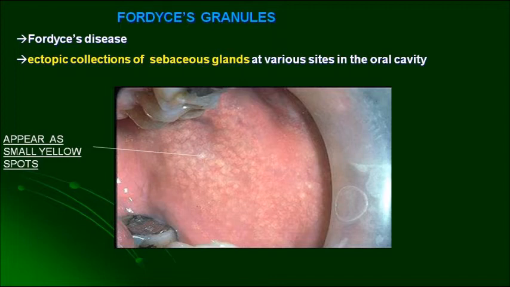So actually they are ectopic collections of sebaceous glands. They are not supposed to be in that area. These are known as Fordyce granules, otherwise known as Fordyce disease. They appear as small yellow spots at various sites in the oral cavity.